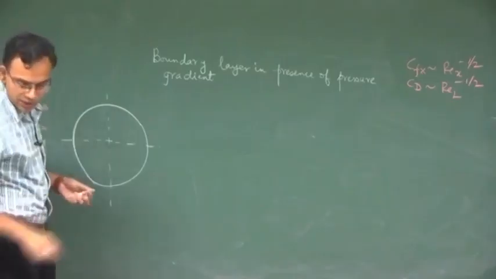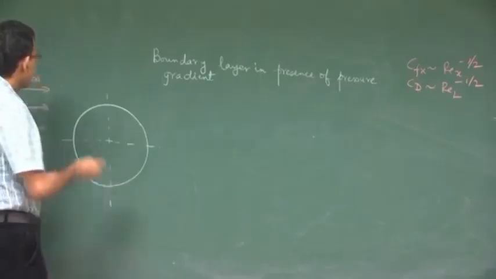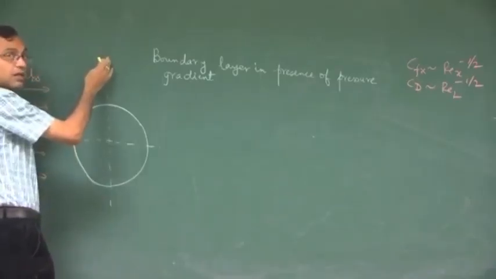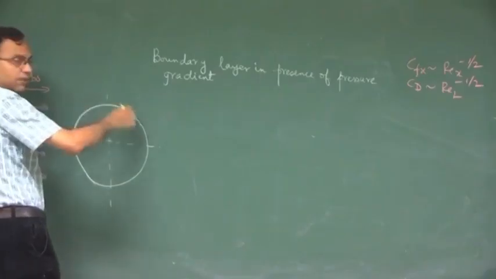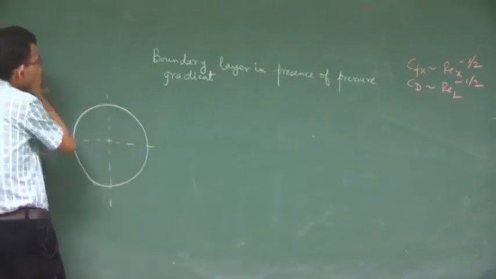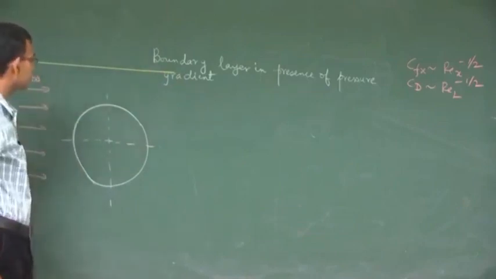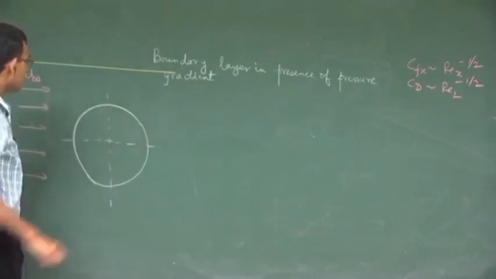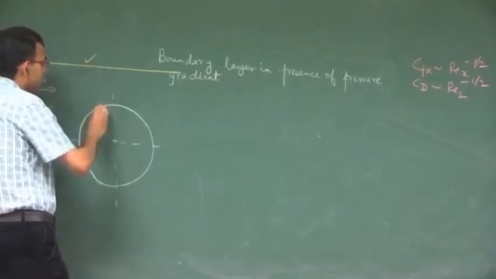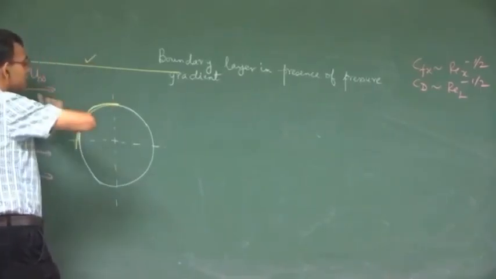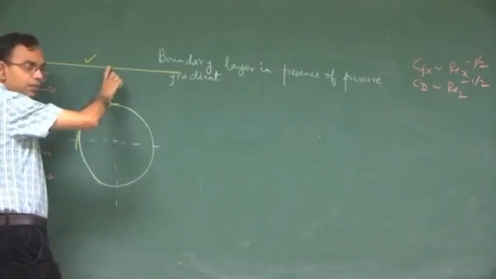So what happens to the streamlines? The streamlines which are far away from the cylinder or sphere will not feel the effect of this. So that far streamline will be straight and parallel to this. With respect to this as a streamline and the body of the cylinder as a streamline, this region represents a converging flow passage.